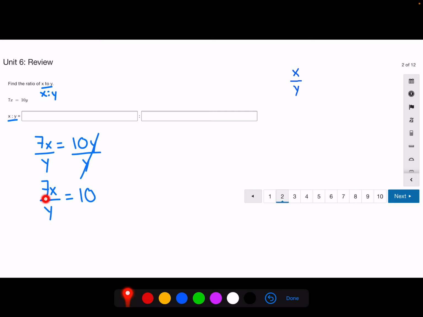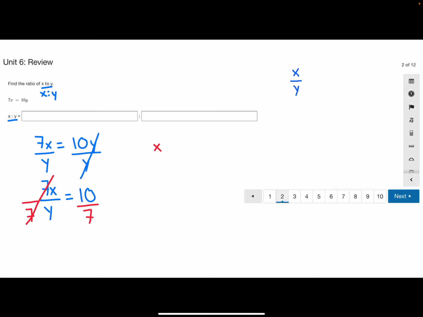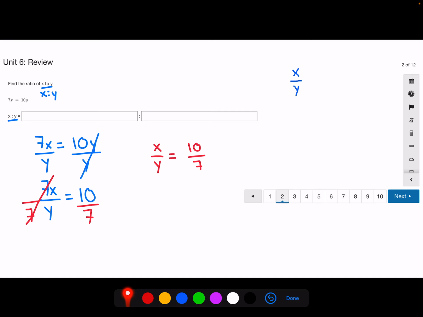But I still have this 7 out front. It's being multiplied by the x. I need to get rid of that. Well, how can I get rid of multiplication? Division. Dividing both sides by 7 will give me x over y equals 10 over 7. Now, this is exactly what we were looking for, x over y. We found it. From here, we're just going to go ahead and put each of these numbers into our answers. The numerator goes first, so we have 10, because again, that's matching up with x. And then y will go second, so 7 will go second here. So our final answer is 10 to 7. Let's try another one out.